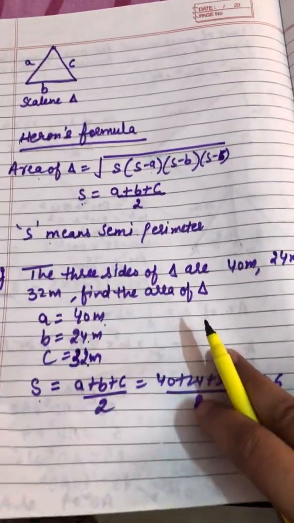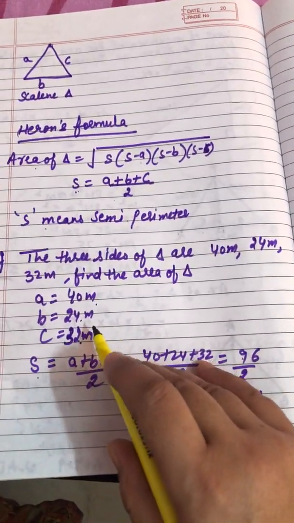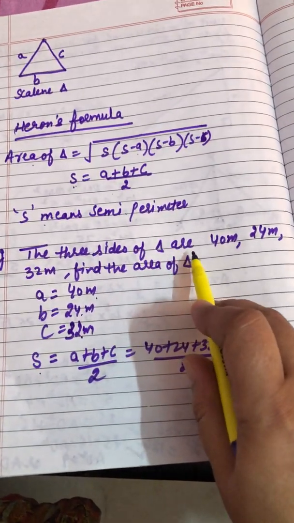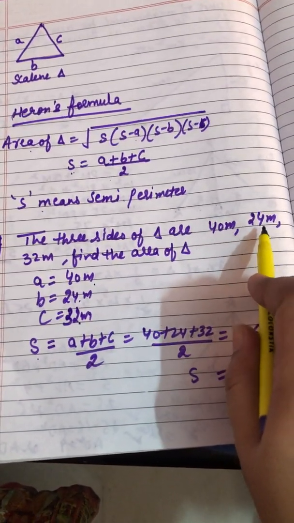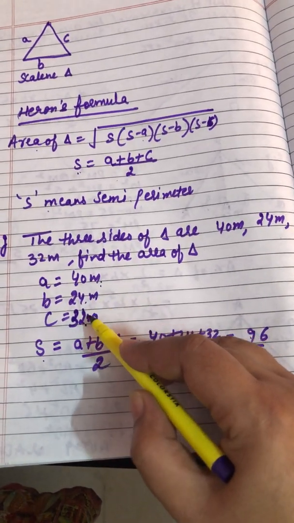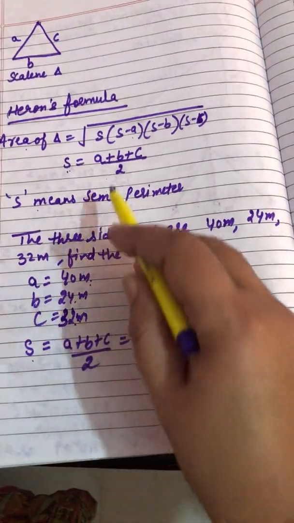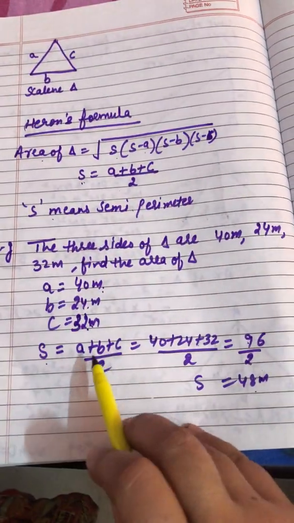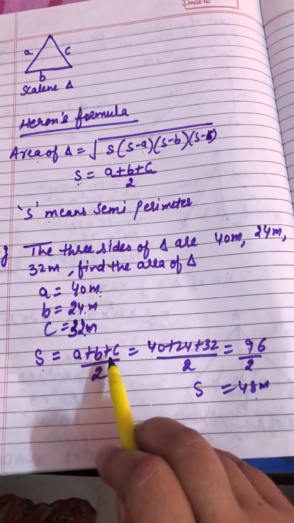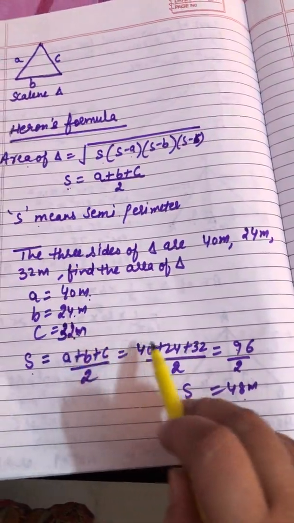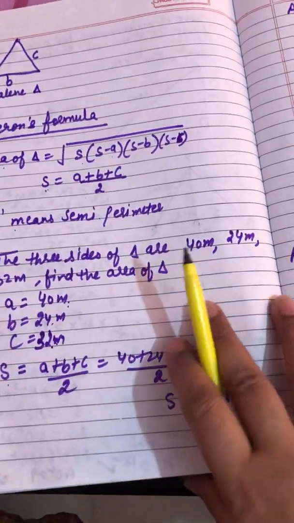So let us take an example how to find area of triangle using Heron's formula. Let the three sides of triangle are 40 meter, 24 meter, and 32 meter. So let first side be A, then B, and then C. And you can see we use S here, and S is semi-perimeter. So first of all we will find S, A plus B plus C by 2. So after putting the values of A, B, and C, we will get S as 48 meter.